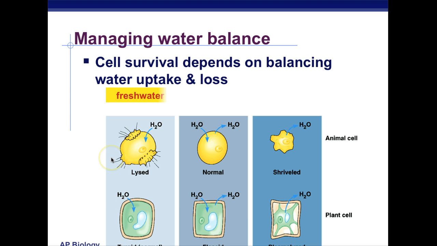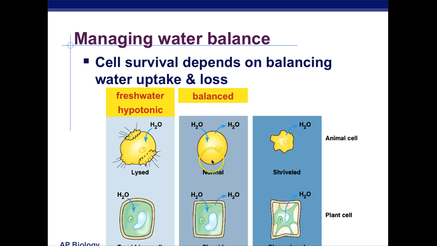If we put an animal cell or a plant cell into fresh water, the water surrounding the cell has lower solute concentration. Fresh water means there's absolutely no solute in that water. Therefore, we would say that the environment the cell is in, the area outside of the cell, would be hypotonic.